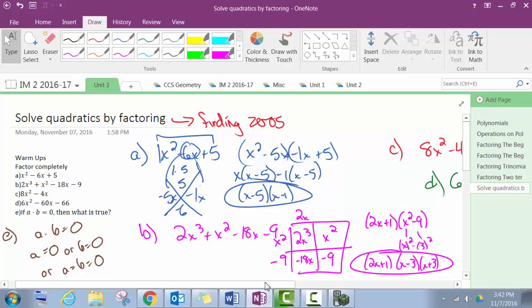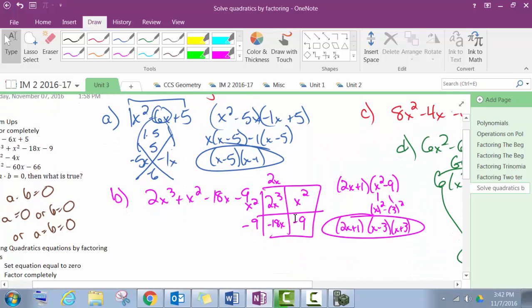B, we have 4 terms, so we don't have to do a diamond problem. So I'm going to do the box here, stick the 2x cubed in there, the x squared, negative 18x, minus 9. So out of these two, I can't take anything except for 1. I can always take out a 1. Out of these two, I can take 2x. Out of these two, I can take x squared, and I can take negative 9 out of these two. So I'm left with 2x plus 1 times x squared minus 9.